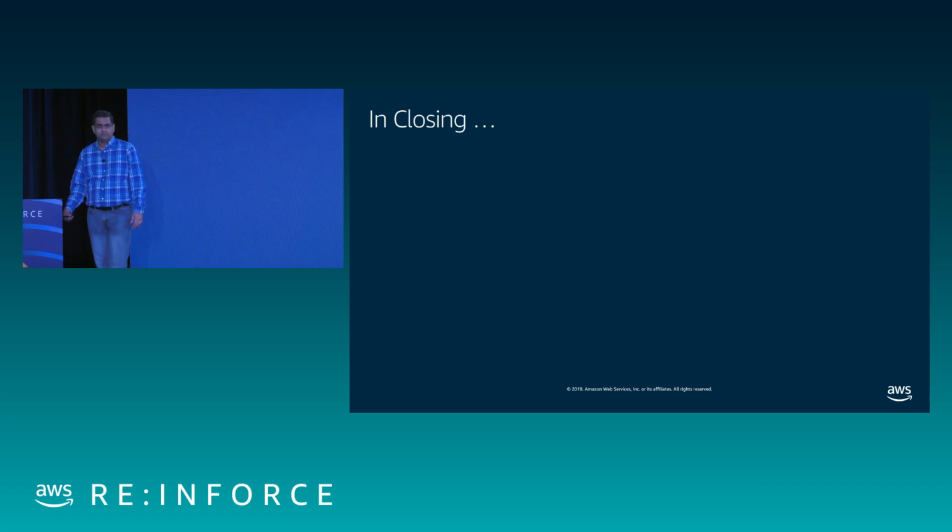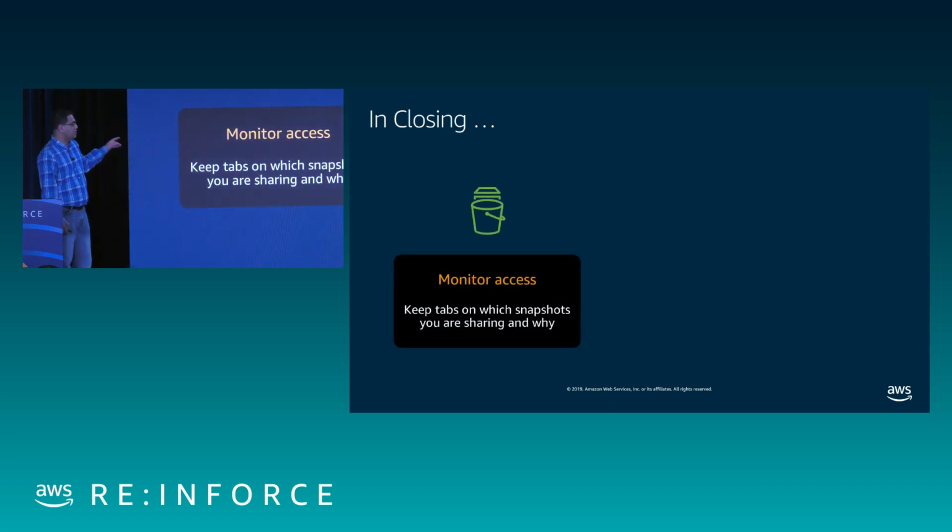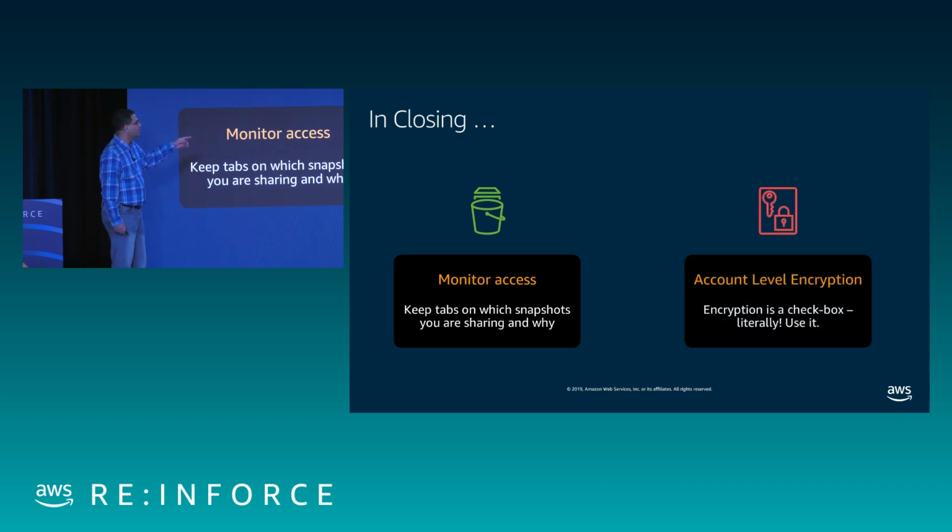So in closing, if you remember nothing else about this session, I have two key takeaways I want you to remember. One is monitor your access, right? Keep tabs on which snapshots you're sharing, why you're sharing those snapshots. Second, account level encryption. Encryption is a checkbox. I'm not even saying metaphorically, it literally is a checkbox. Go ahead and use it, right? We'd love to see more customers adopt this feature.